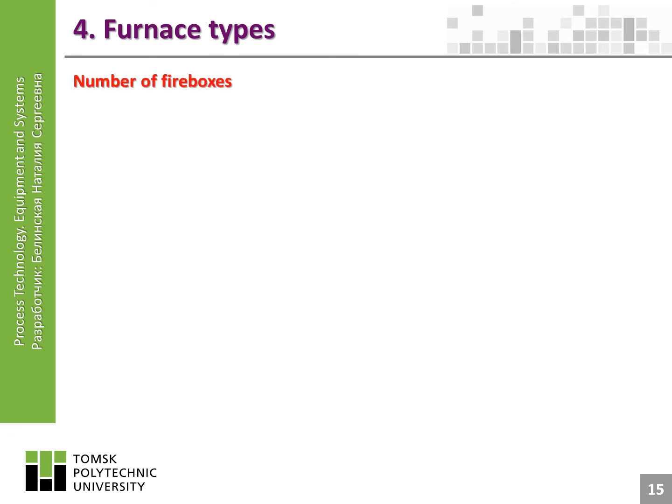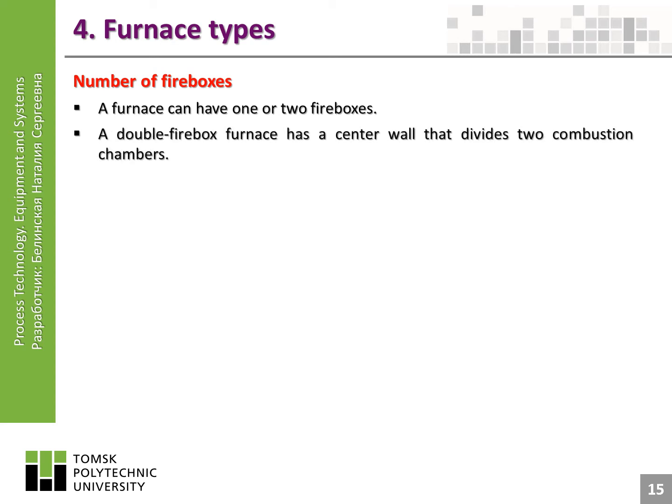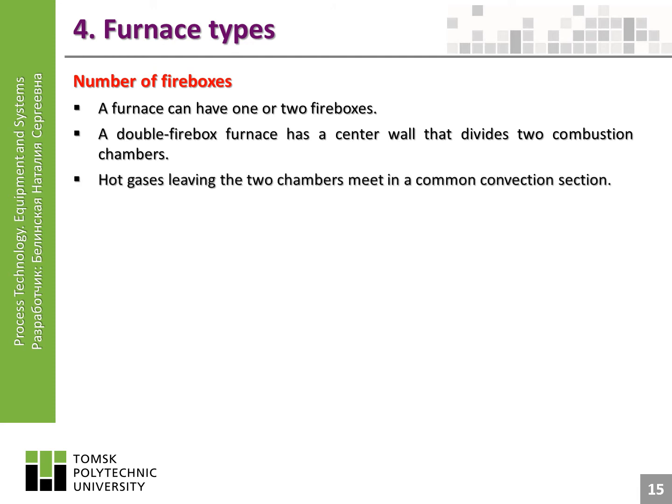Number of fireboxes. A furnace can have one or two fireboxes. A double firebox furnace has a center wall that divides two combustion chambers. Hot gases leaving the two chambers meet in a common convection section.